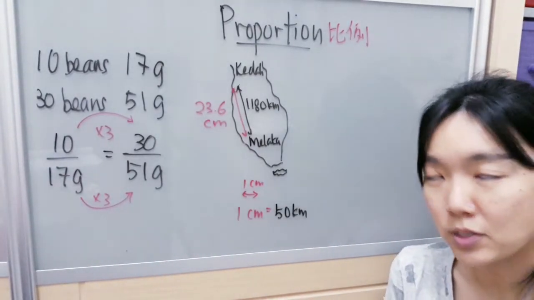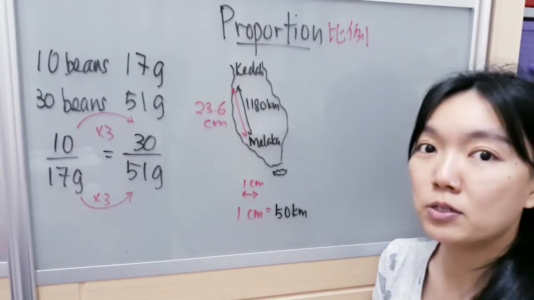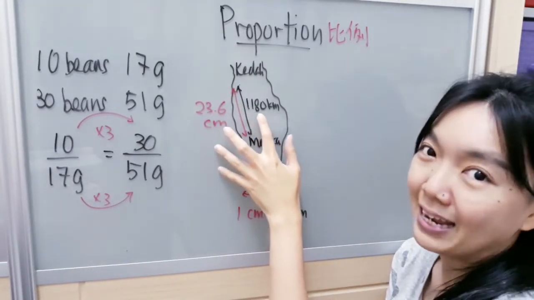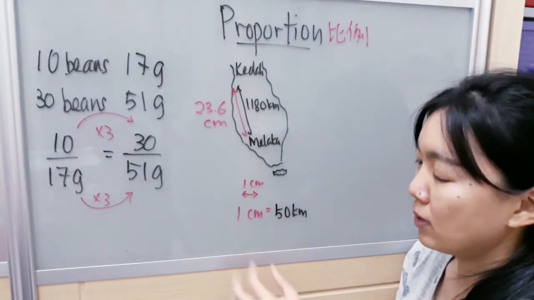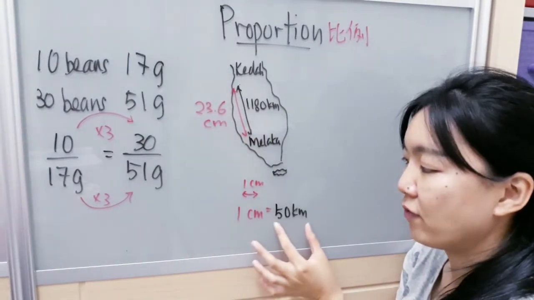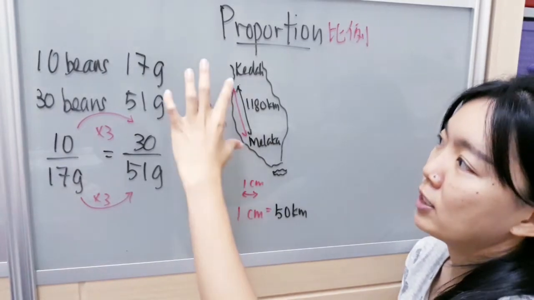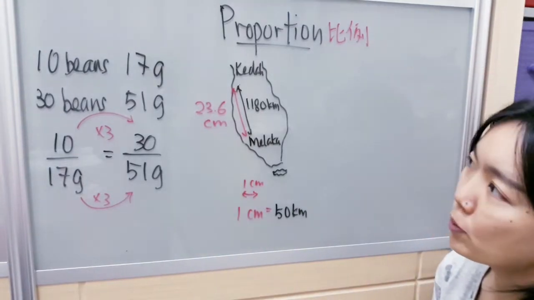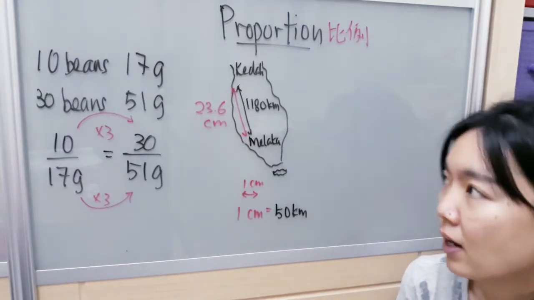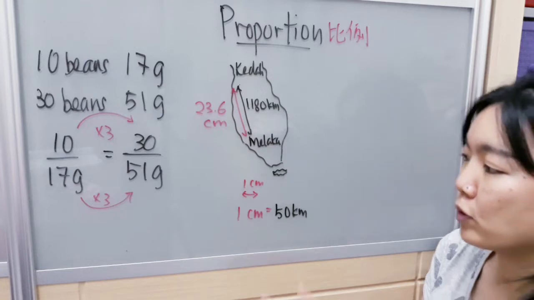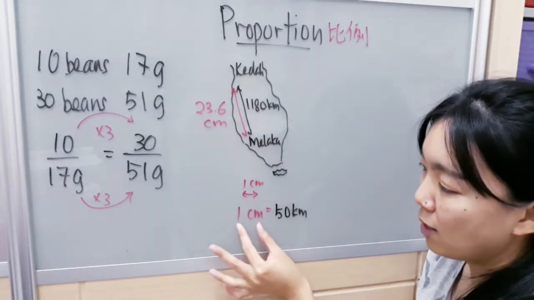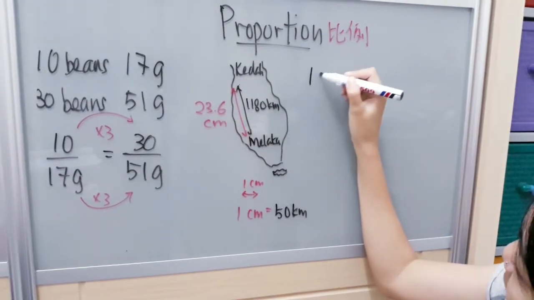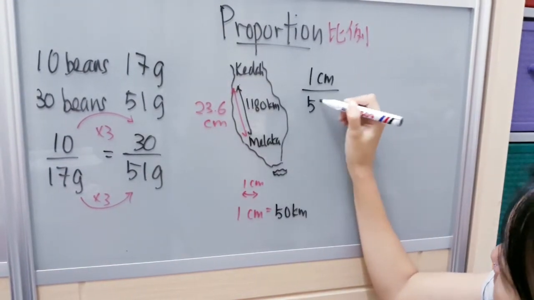This is a second situation where there is a cycling competition between Kedah to Melaka. On the road is 1,180 km. On the map, it shows that 1 cm represents 50 km, and on the map, the distance between Kedah to Melaka is 23.6 cm. So we are going to put it in the proportion term. How? So we are going to put the scale 1 cm to 50 km on the proportion. So it's 1 cm to 50 km.